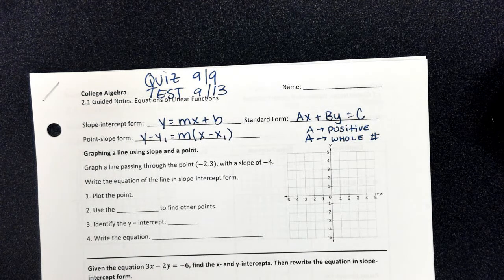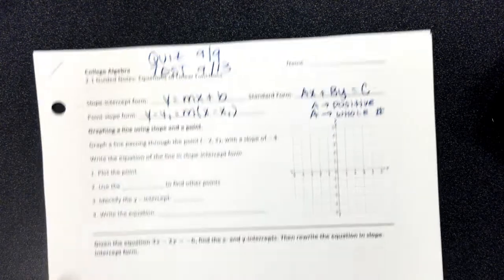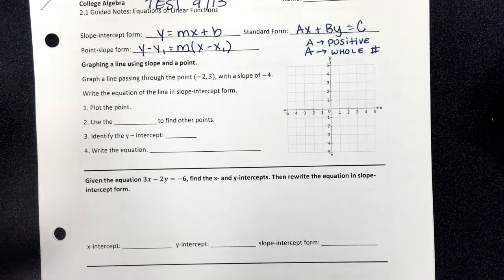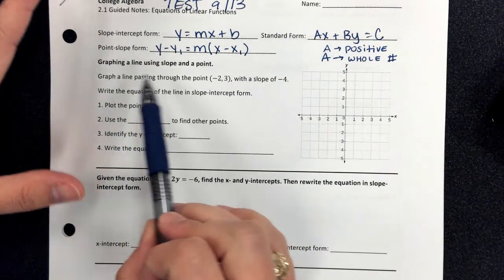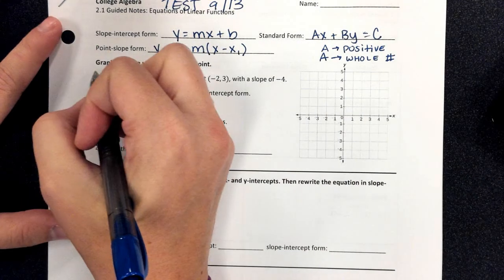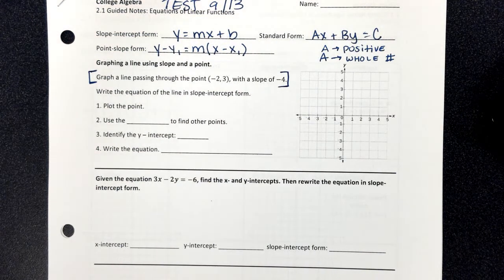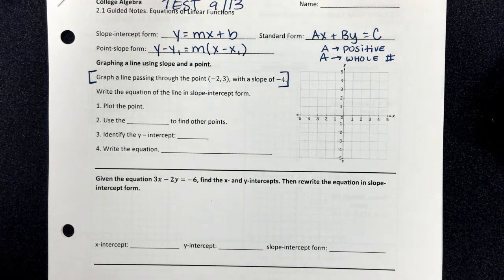So today we're going to go over these notes. It'll probably take almost all class period. We're going to do a bunch of different examples. So graph a line using a point and a slope. This is what your problem would look like right here. Graph a line that passes through the point (-2, 3) with a slope of -4.